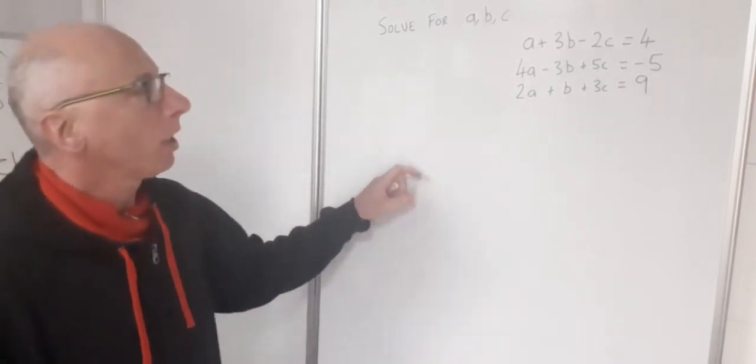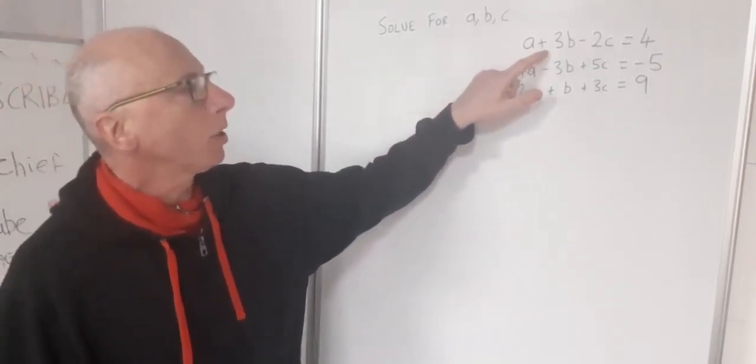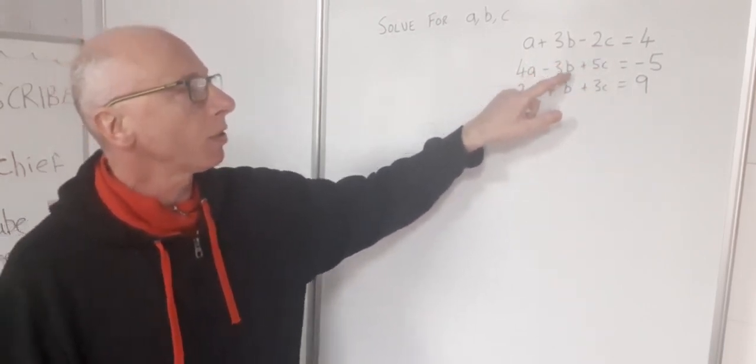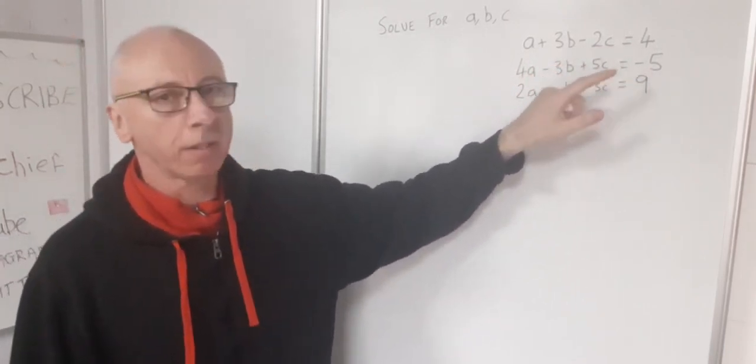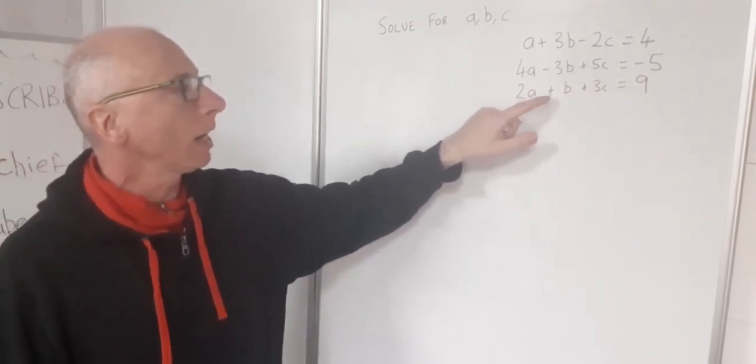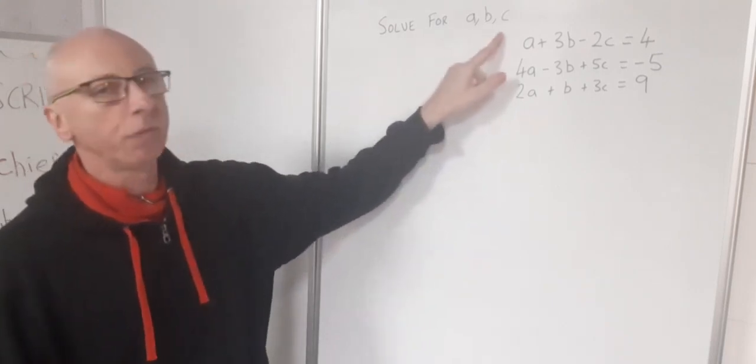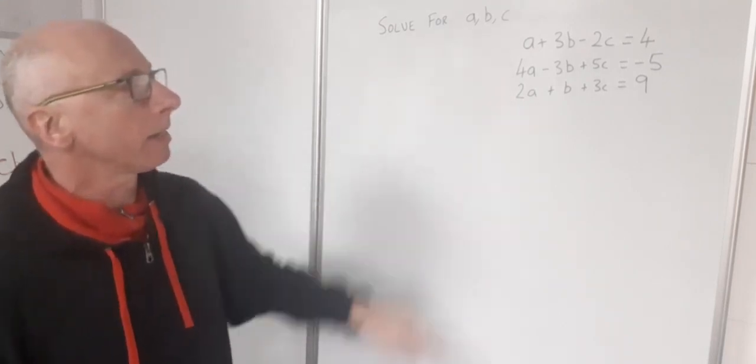So I've got three equations here. A plus 3b minus 2c equals 4. 4a minus 3b plus 5c equals minus 5. And 2a plus b plus 3c equals 9. And I need to solve for the variables a, b and c.